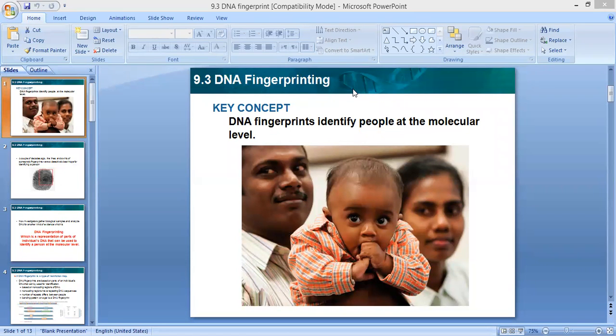Okay, yes, so Jane, what do you think? What does it mean when you say identify people at the molecular level? Yes, Jane. I'm not really sure, but maybe it's like they identify the molecule of the cell of each person. Yes.